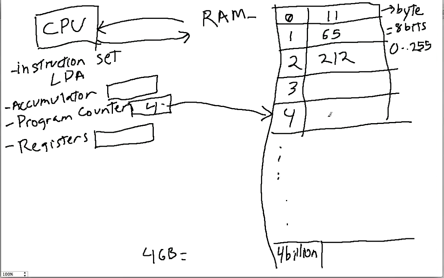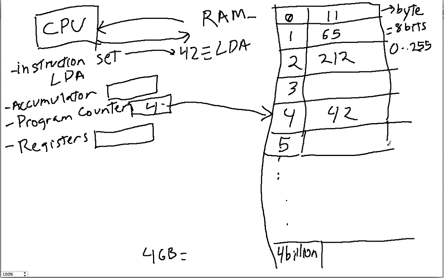So let's say that location 4 has the value 42, and the instruction set for this CPU tells us that 42 is the load accumulator instruction. So the CPU reads the 42, realizes, oh, that means that I'm going to load whatever value is in the next memory location, in this case 5. I'm going to put that number into the accumulator. So I'm going to put the number 111 into the accumulator. And that's one instruction.